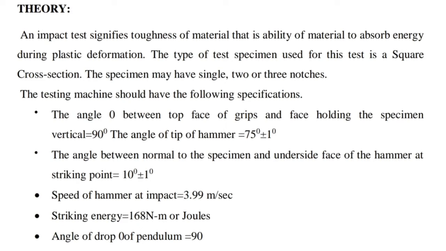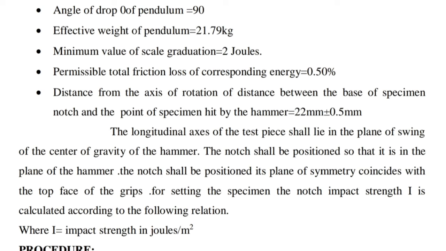Speed of hammer at impact is equal to 3.99 meters per second. Striking energy is equal to 168 newton meters or joules. Angle of drop of pendulum is equal to 90 degrees. Effective weight of pendulum is equal to 21.79 kg. Minimum value of scale graduation is equal to 2 joules.